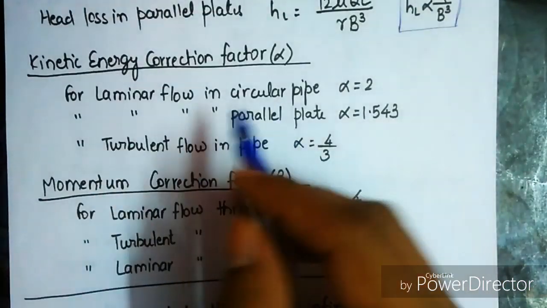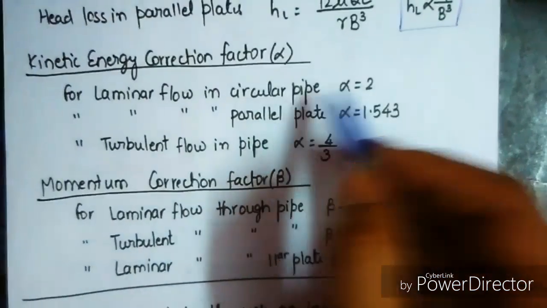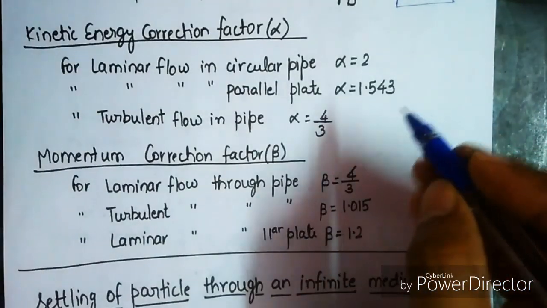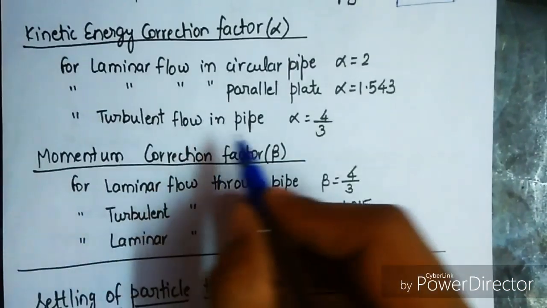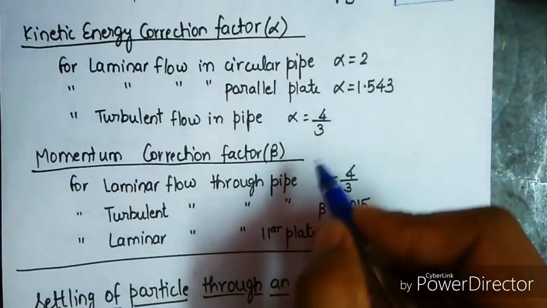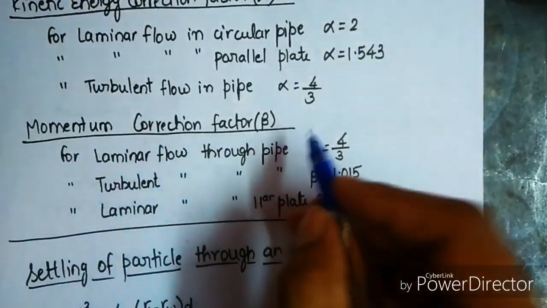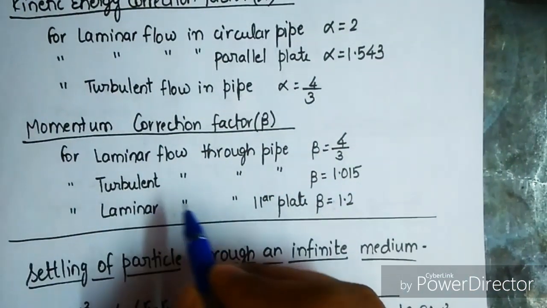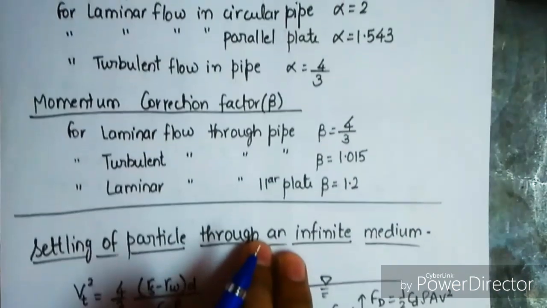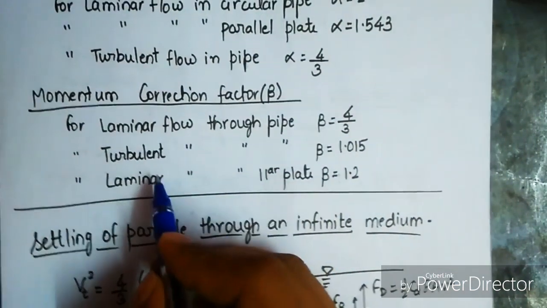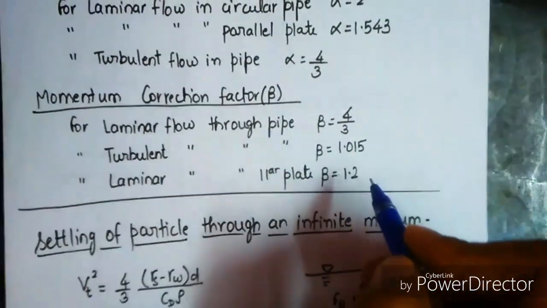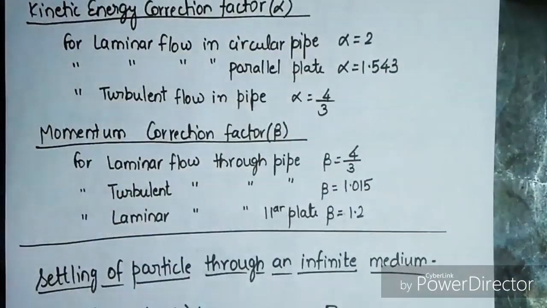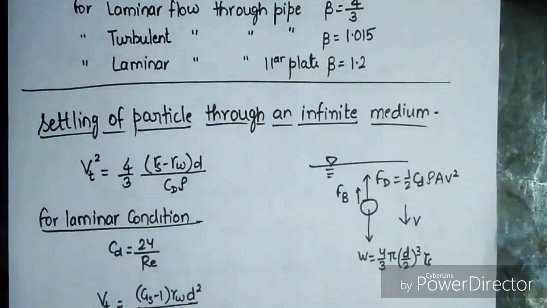Now the kinetic energy correction factor alpha for laminar flow in a circular pipe equals 2. For laminar flow in parallel plate, alpha equals 1.543. For turbulent flow in pipe, alpha equals 4 by 3. Momentum correction factor beta for laminar flow through pipe equals 4 by 3. For turbulent flow through pipe, beta equals 1.015. For laminar flow between parallel plates, beta equals 1.2. This is a simple question asked directly in the examination for objective purposes.